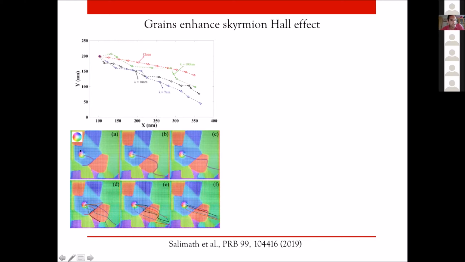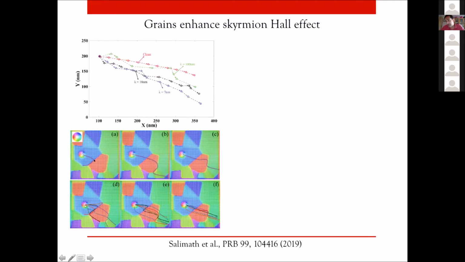So essentially it models the motion of this skyrmion here in a polycrystalline sample. And if you have a small driving current, well, then the skyrmion cannot go through the boundary, and it basically slides against the boundary. You have a sliding motion here.